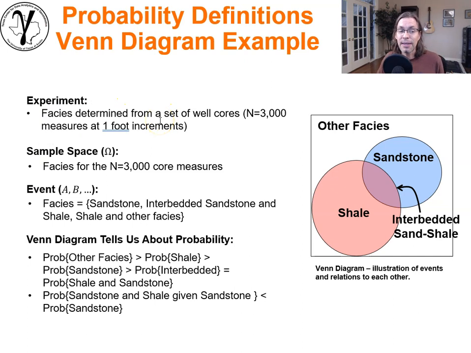So we determined facies in a set of well cores, and we sampled at, say, 1 foot intervals along the wells. We've got 3,000 data. Our omega would be the 3,000 measurements from core. Okay, so far so good.